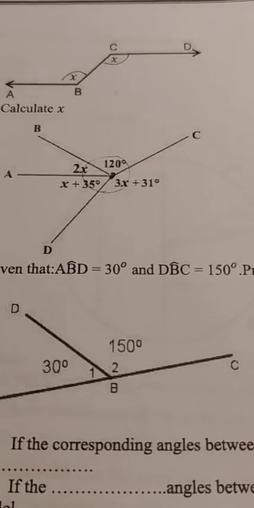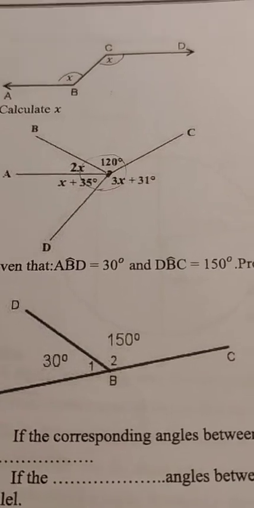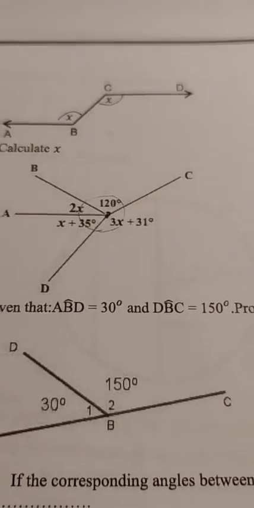Okay, and then Ruben says x is equal to 29. Did we all get x is equal to 29 for this number?